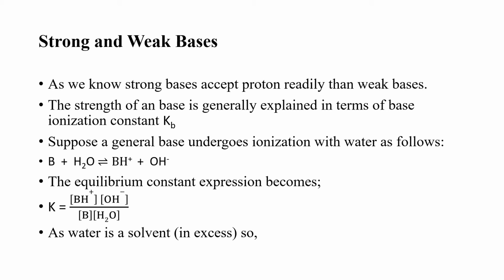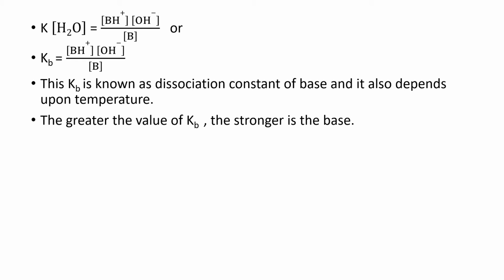It can be understood by taking a general base in aqueous solution, undergoing ionization. B plus water gives BH positive and hydroxide ion negative. The equilibrium constant expression can also be written for this, and a similar procedure will be done for Kb. We can take water to the other side of the equation, and in this way we get the equation for the ionization constant or dissociation constant of a base. Similar was the case of Ka, the ionization constant of an acid.